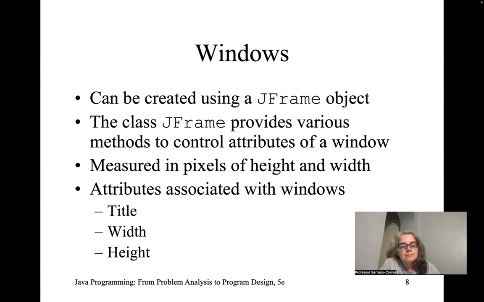So the class JFrame provides various methods to control the attributes of a window. So what would be the attributes? The attributes of a window would be things like what title do I want on the window, and what's the width and the height of a window.